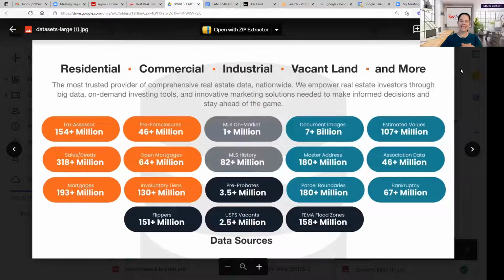There's 46 million pre-foreclosures right now. There are properties that are vacant, over 2.5 million. There's over 3.5 million probate. This is across asset classes. This is across residential, commercial, industrial, vacant land, and many more. A lot of you are going to ask what type of data we're sharing with you. There's 67 million plus bankruptcies.